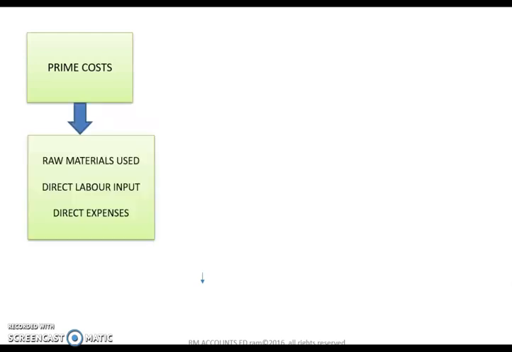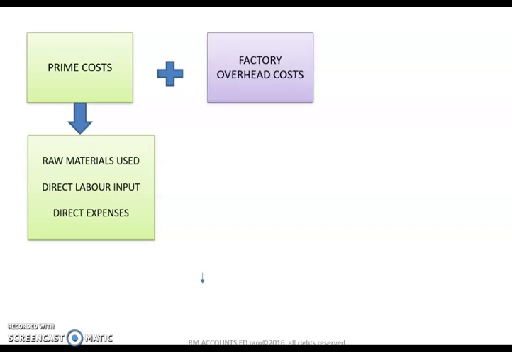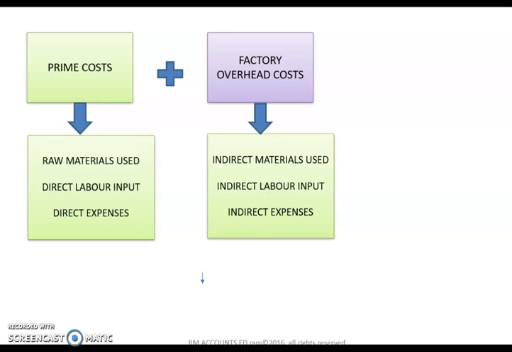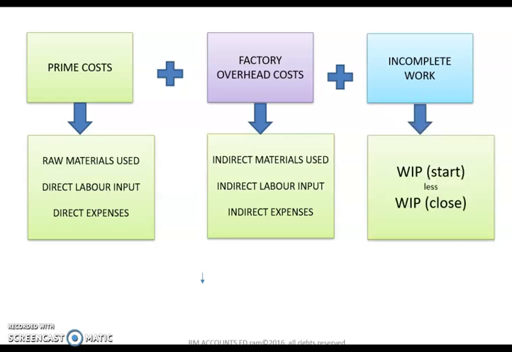All right, and just to probably summarize this again, let's go through it carefully. So first thing is that we're going to have prime costs, and those prime costs are made of the raw materials used, the direct labor input, and the direct expenses. And we are going to add to that the factory overhead costs, right, which would be our indirect materials used, indirect labor inputs, and indirect expenses. And then we're going to add to that the work in progress or the incomplete work, which is basically the difference between the starting work in progress and the closing work in progress.